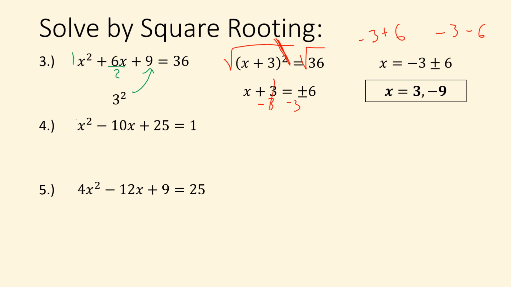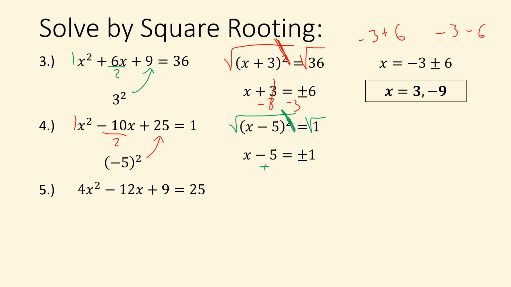Number 4, cut it in half. Negative 5 squared, positive 25. There's our equation. Square root it. We're getting rid of that squared there, which means we're putting in that plus minus. And just like the last one, add this 5 over to the other side. 5 plus minus 1. 5 plus 1 is 6. 5 minus 1 is 4. Those are our two answers.